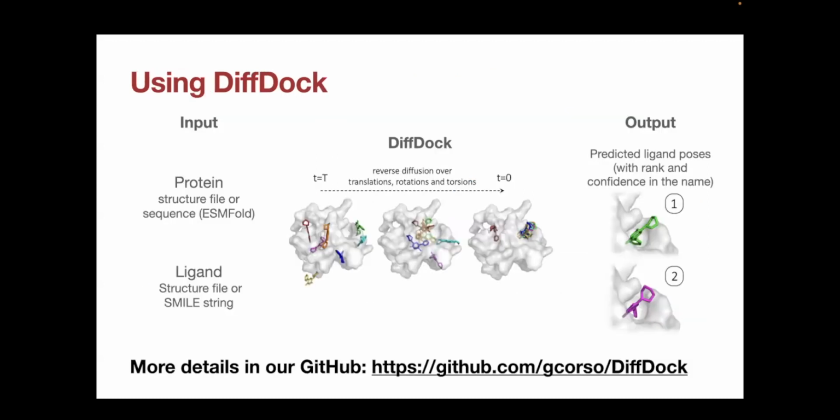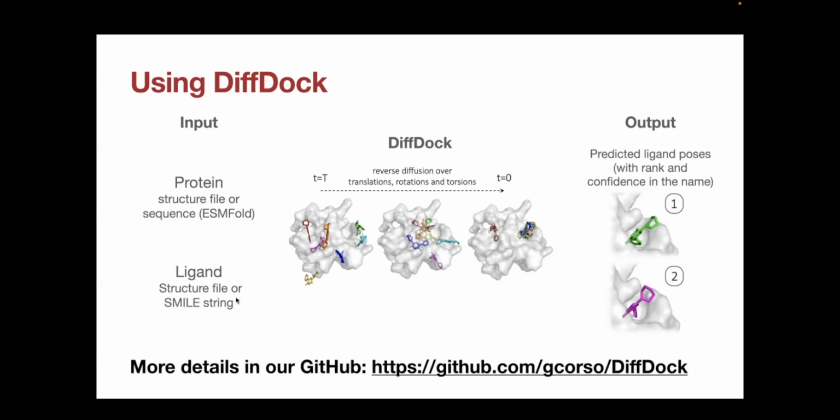To summarize a bit more, using the tool itself: you can find more detailed instructions on our GitHub, where you also find the models and some Colab notebooks in case you prefer using those. The input is a protein structure. You can either give the structure file if you have, for example, a crystal structure, or you can even feed the sequence, in which case the model will fold the protein with ESMFold. Then you have to provide the ligand.